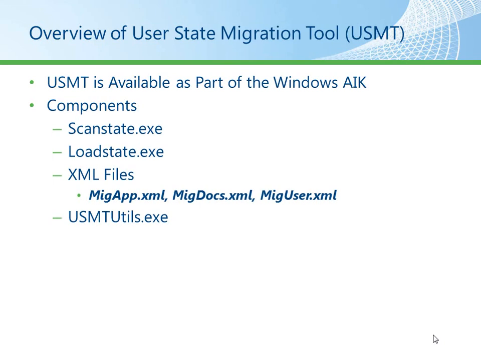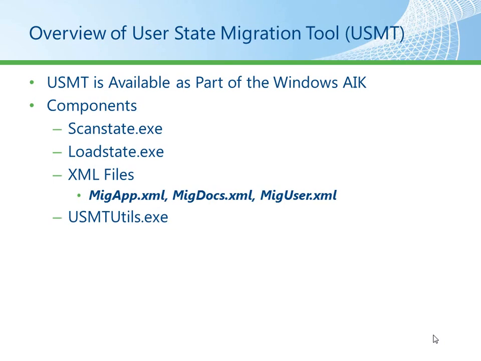And included with the USMT are these three XML files: the migapp, migdocs, and miguser. So migapp.xml contains the rules that are necessary to migrate your application settings. And if you go online, you can find the list of applications that it can already migrate settings on. It's a list of maybe 40 or 50 applications.